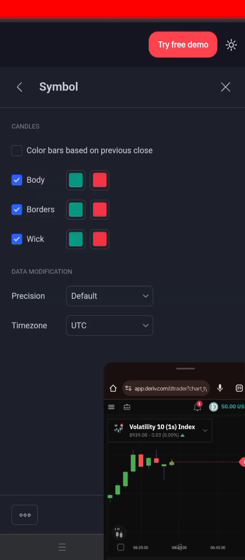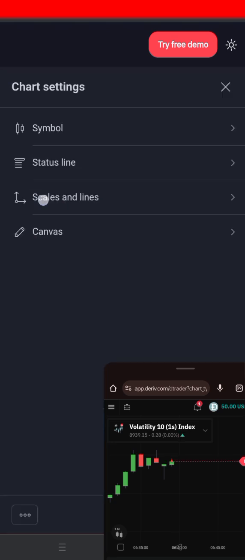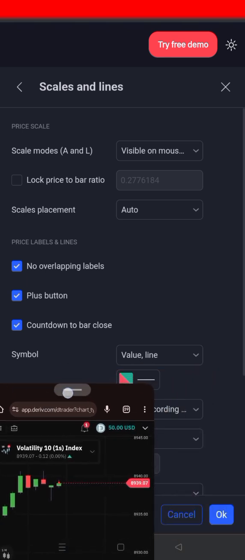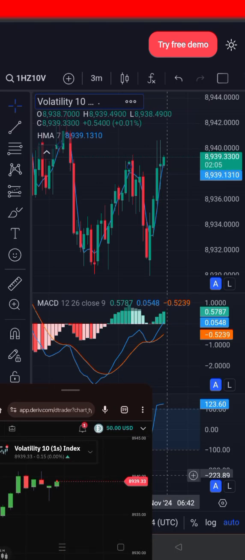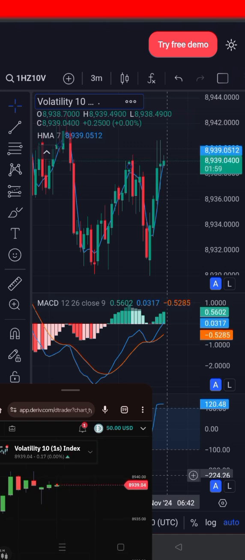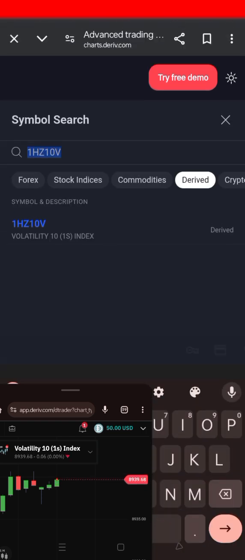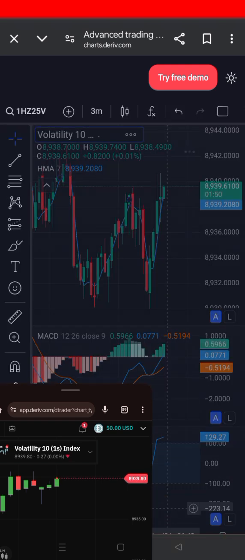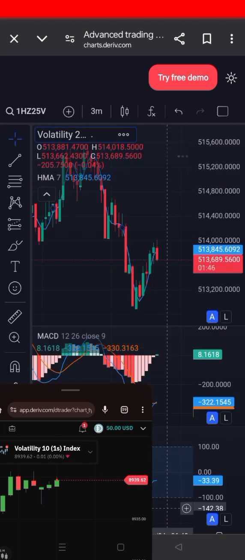Let me put the time. You click the settings, then the symbols, then the scales and lines, and then click the countdown to bar close, and then we are able to see how many minutes the candlestick remains. As you can see, it remains 2 minutes. We will have to change the markets because this one is already near the top, and the indicators are not all showing us the correct direction.